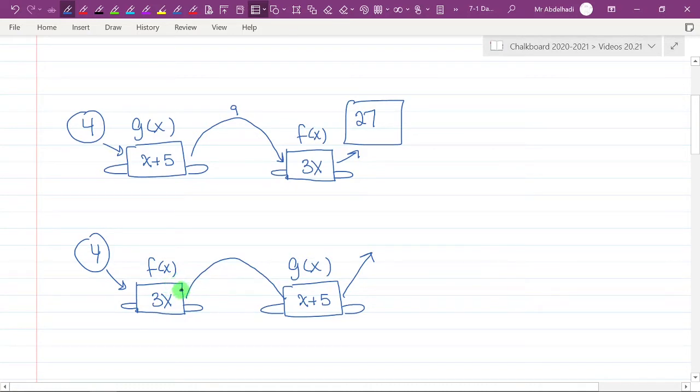Well, let's see. If you put a 4 into f of x, it multiplies it by 3, so the 4 becomes a 12. And now 12 is going to go into g of x, whose job it is to add 5. So 12 goes into here, and it becomes 12 plus 5, which is 17. So no, we get a different number. So what does that mean? It means that order matters. Which function you put in first does affect the answer.